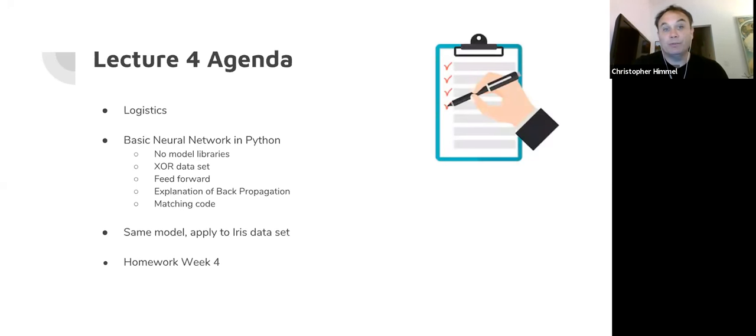Then we're going to talk about feeding forward through the network, and then we're going to do a detailed explanation of the back propagation, going backwards, and then all the Python code to go with that. Then we're going to take the exact same code we just developed for this very small XOR data set and apply it to a bigger data set, the Iris data set, which we went through last week. And then we're going to talk about the homework, which will be very similar to last week in that I want you to improve on what we do tonight. So be thinking about that as we go through.